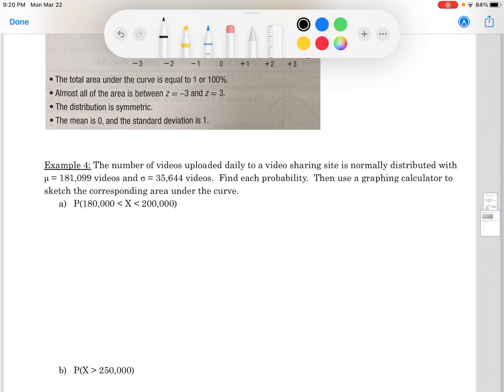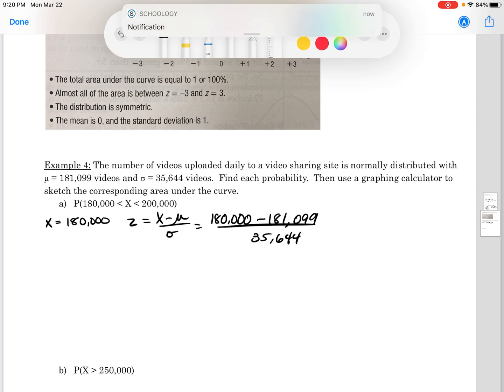So for that 180,000, we need to find the z-score. So we have z is equal to x minus mu over sigma. Let's see, that's 180,000 minus mu, which was 181,099, over 35,644. All right, and again, we'll just take a look at this in our calculator. We're going to get negative 0.03 for our z value.